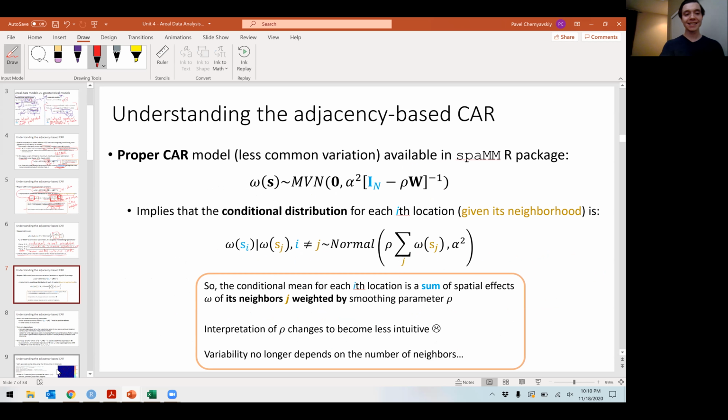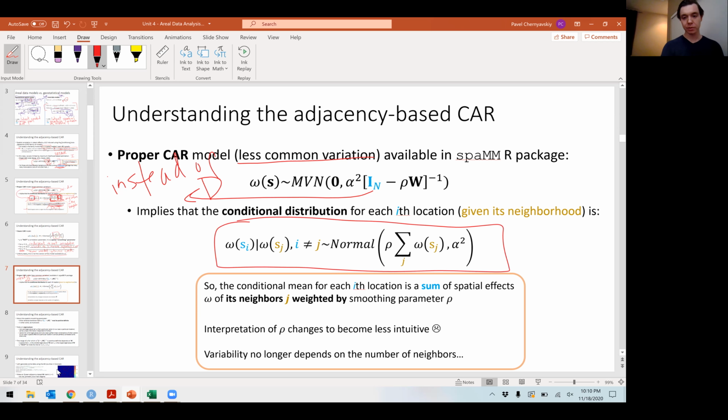In our frequentist package, we have a less common variation of the same model. And it's one that instead of that diagonal matrix with a number of neighbors on a diagonal, we have an identity matrix. So instead of the number of neighbors on a diagonal, it has ones on a diagonal. This implies this conditional distribution. And you can imagine this divided by 1, divided by 1. So the conditional mean is now the weighted sum of spatial effects of the neighbors. And it too is weighted by a smoothing parameter called rho, but it's now a different smoothing parameter.